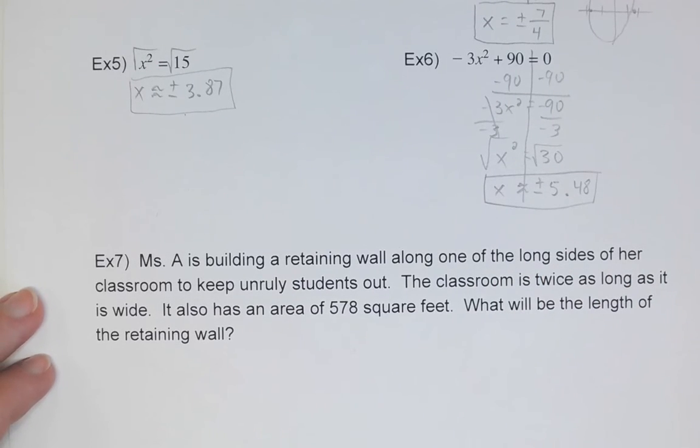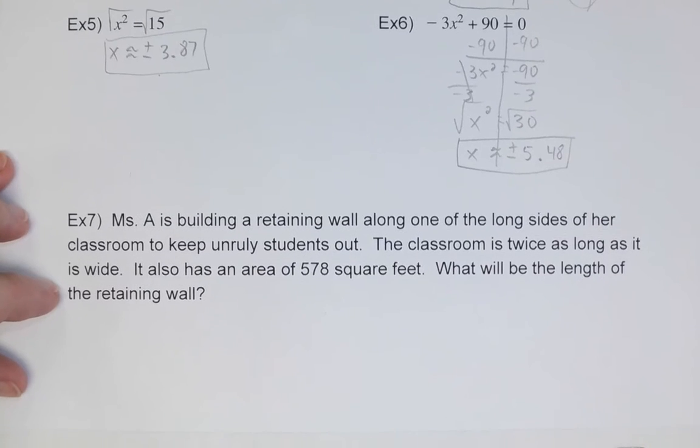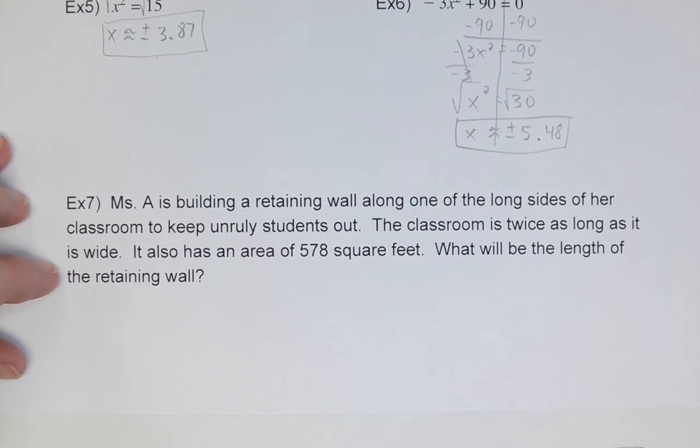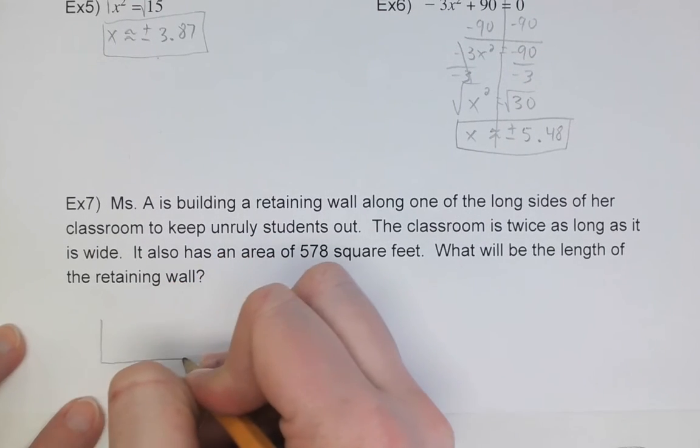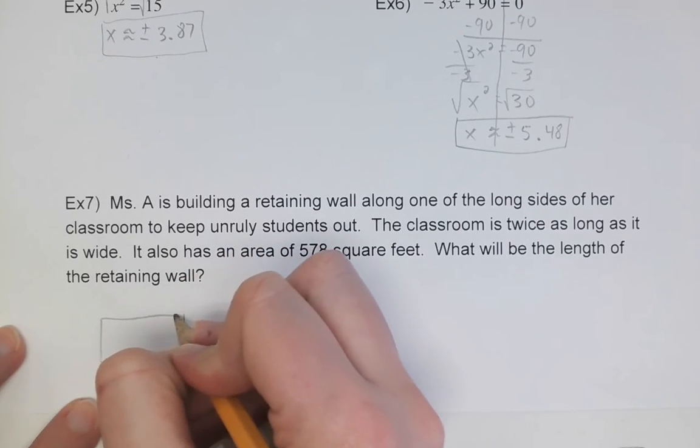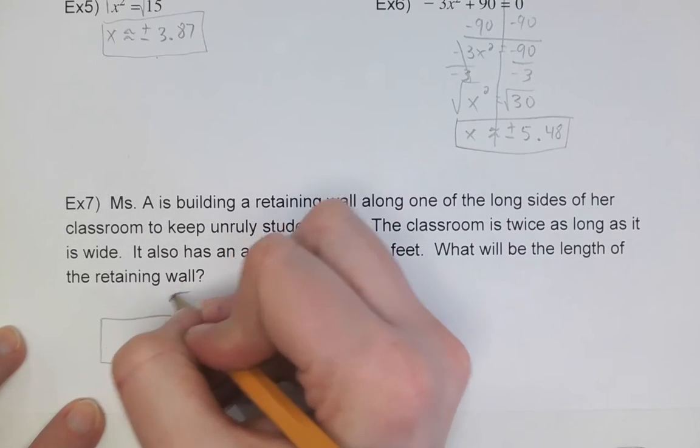All right, and last one. It says, I am building a retaining wall along one side of the classroom to keep unruly students out. Classroom is twice as long as it is wide. It also has an area of 578 square feet. What would be the length of the retaining wall? So whenever you have a story problem, the first thing you should do is draw a picture. We have a rectangle. So if you do this on a quiz or test, if you draw a picture, you at least got a point.